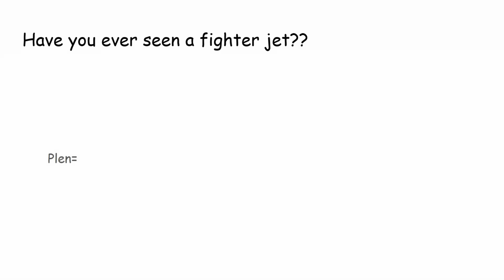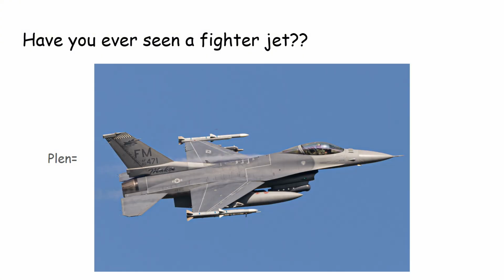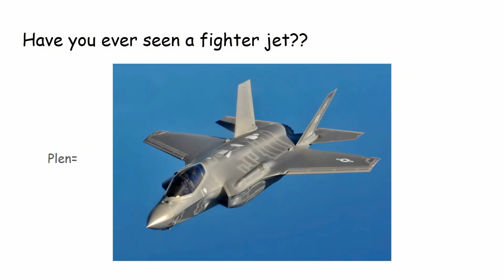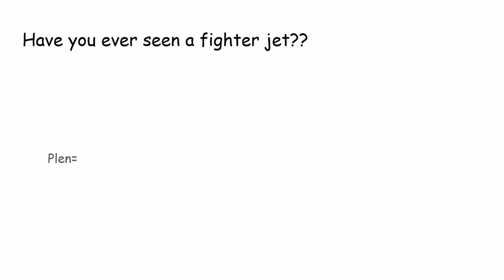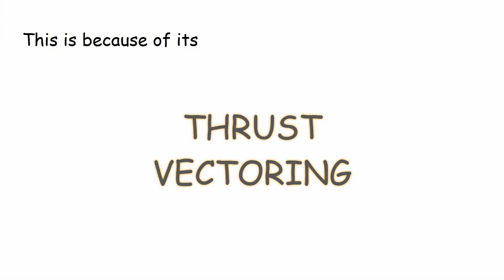Have you ever seen a fighter jet? Maybe you've seen a fighter jet like the F-16, F-35, or maybe even the F-22 Raptor. But what's the difference between these jets? You may have noticed that the F-22 kind of looks like it's drifting in midair or doing air wheelies, while others are kind of just flying. This is because of its thrust vectoring, a trait that very few planes utilize today.